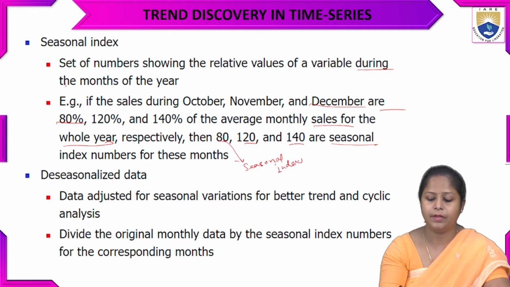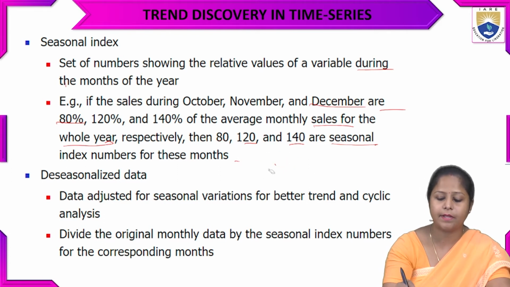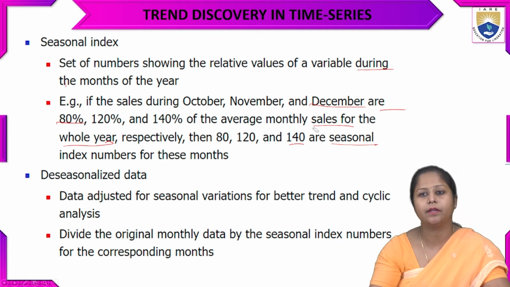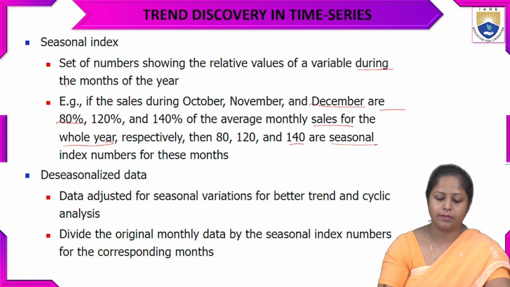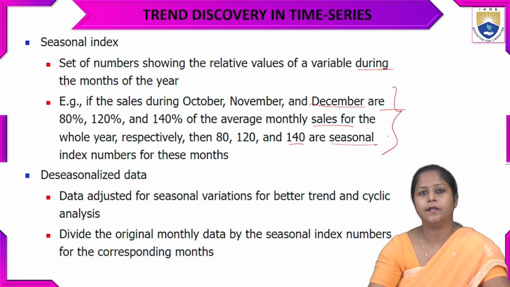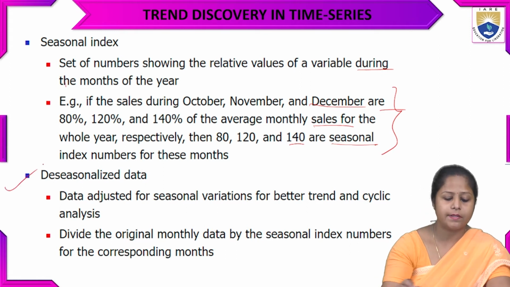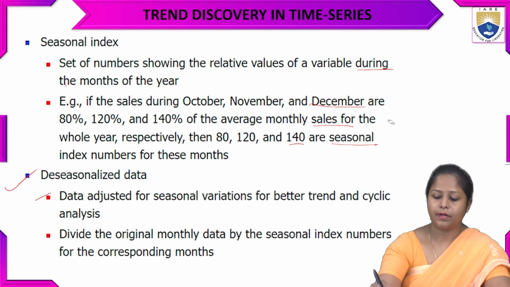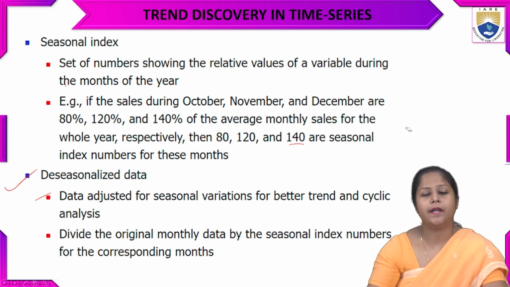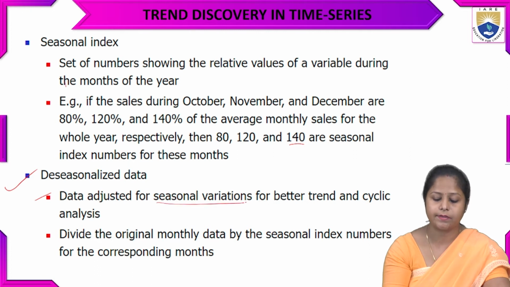So in this example, 80, 120 and 140 are the seasonal index, because the sales during October, November and December were 80%, 120% and 140%. So for example, we can understand what the seasonal index means. Next is deseasonalized data. What is this? What does it mean?